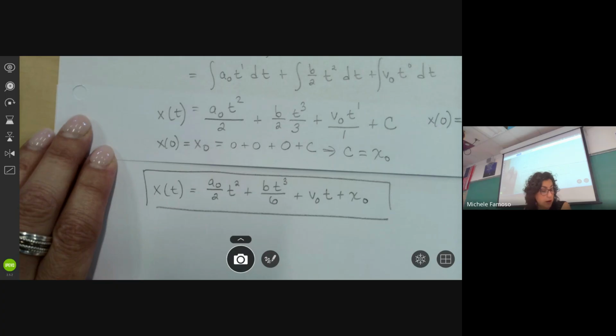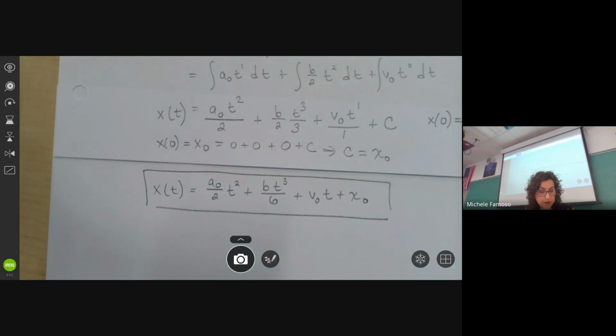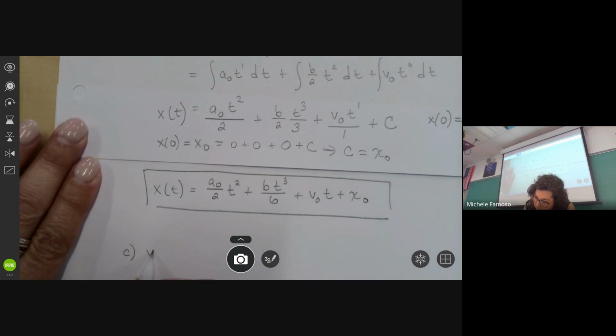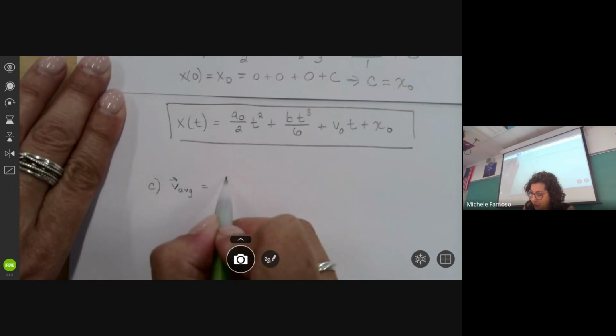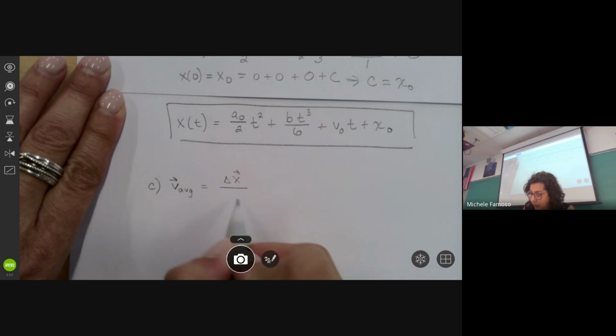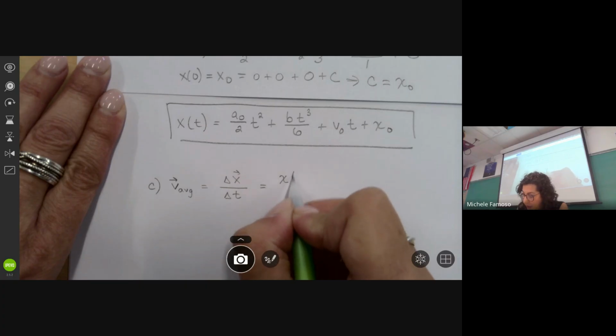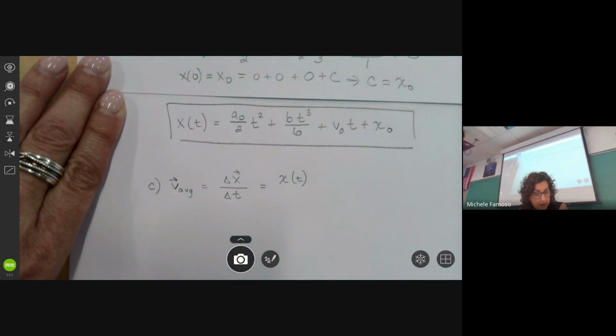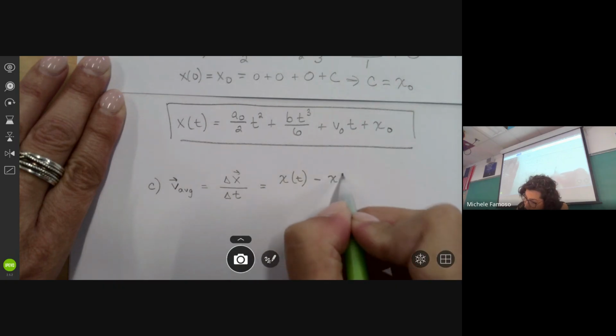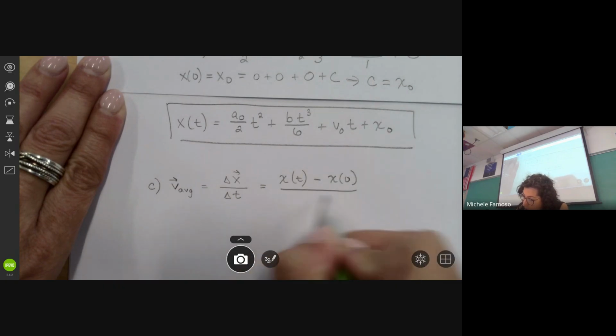Yes? Good? Okay. Now, part C says, find the average velocity over the time interval with an initial time of 0 and an arbitrary final time. So now I want your average velocity, the vector. How do we come up with an average velocity? We do a displacement over the time interval. So the displacement means we're going to look at some position at some time t minus our position at time 0 all over t minus 0.